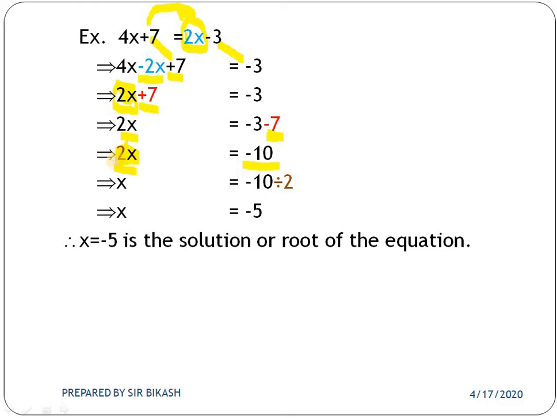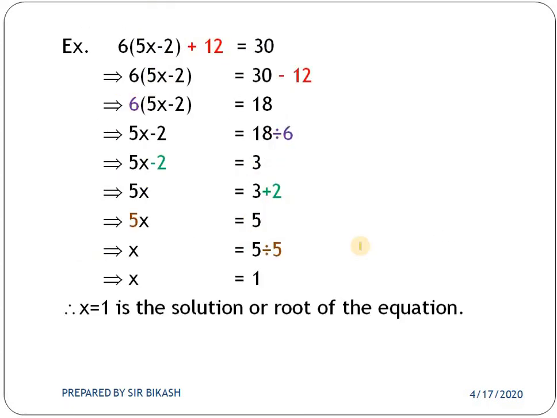So if we change the side, then multiplication will change to division. So x is now alone, and 2 will go to the other side, and it will become division, divide 2. So minus 10 divided by 2 is what? Minus 5. So x equal to minus 5. It is the solution or root of the equation. Okay.